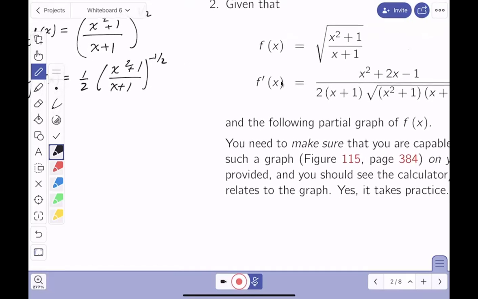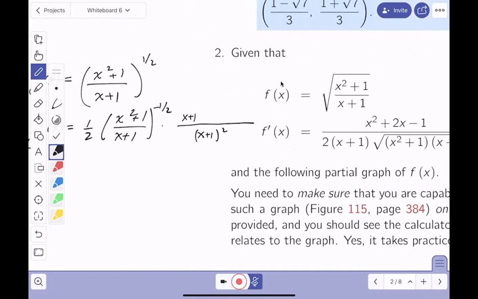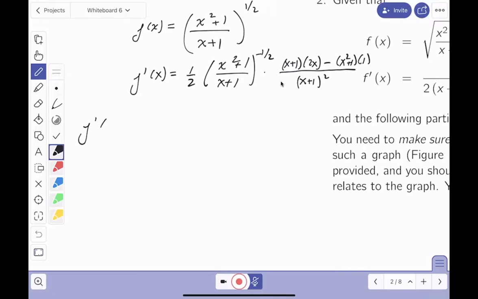All right, I got to do something now. I got to multiply it by the derivative of the inside. And that's going to be x plus 1 times 2x minus x squared plus 1 times the derivative of the bottom, which is 1, all over x plus 1 squared. Well, I got some work to do, don't I? Let's put this down. 1/2. It looks like x squared plus 1 over x plus 1, and I'm going to put that to a half power now. Let's see what happens. Times x plus 1 squared. That's not so bad.